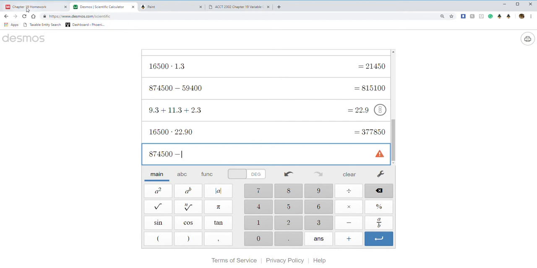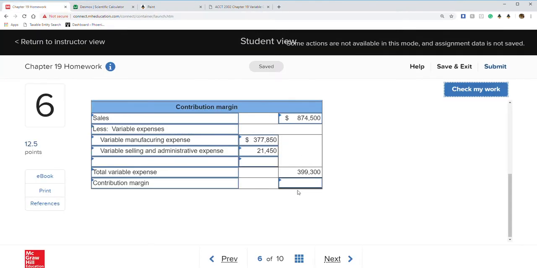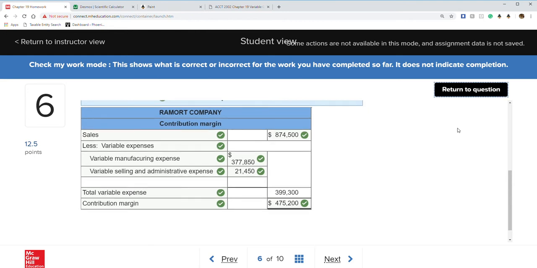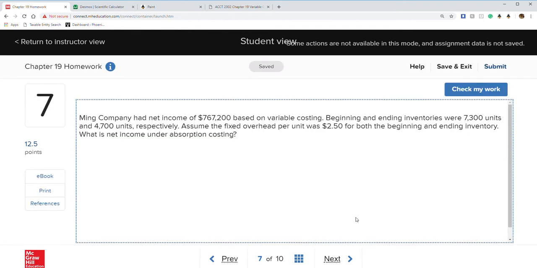So subtract the 399,300, equals 475,200. Okay, check my work. Boom, everything's correct. Just again, watch out on question 6 when it's dealing with variable manufacturing expense.